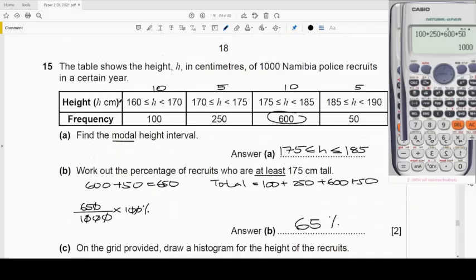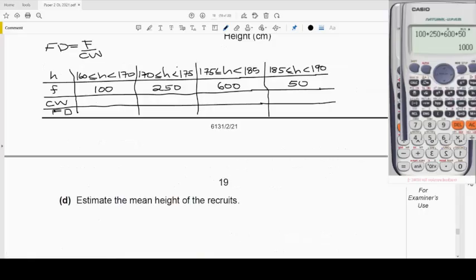Okay, so I'm gonna copy this table below, and then we'll have a row for class width and for frequency density. So this is the table here. Now our class width, we can fill in this row here. We have this one goes from 160 to 170, so the class width is 10, so just say 170 minus 160. Then this one 175 minus 170, class width is 5. 185 minus 175, this is 10. 190 minus 185, this is 5.